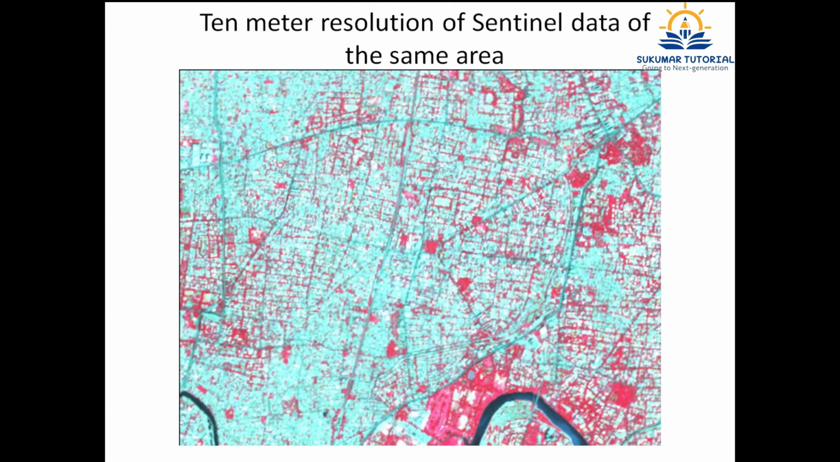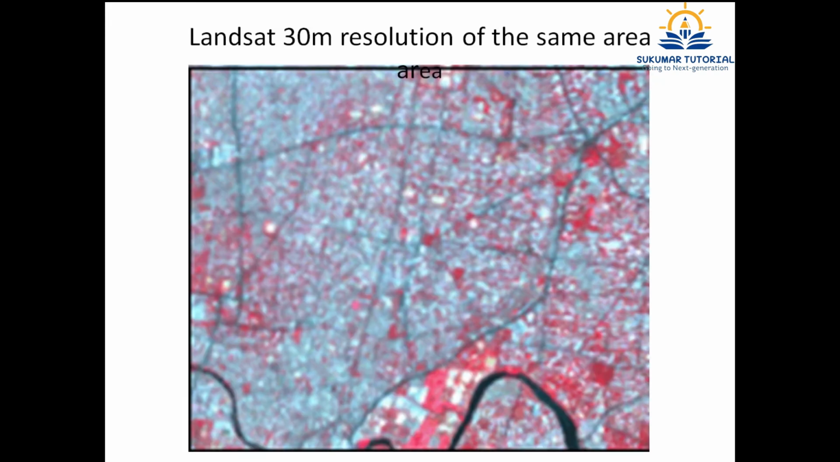The pixel value is 10 meters in Sentinel data. See, this is very close to the previous one. You can see the street alignment, all red colors. This is a false color composite imagery. Wherever you are seeing the red color, that is vegetation. White colors are barren areas. Blue colors are built up areas. View of 10-meter resolution Sentinel data.